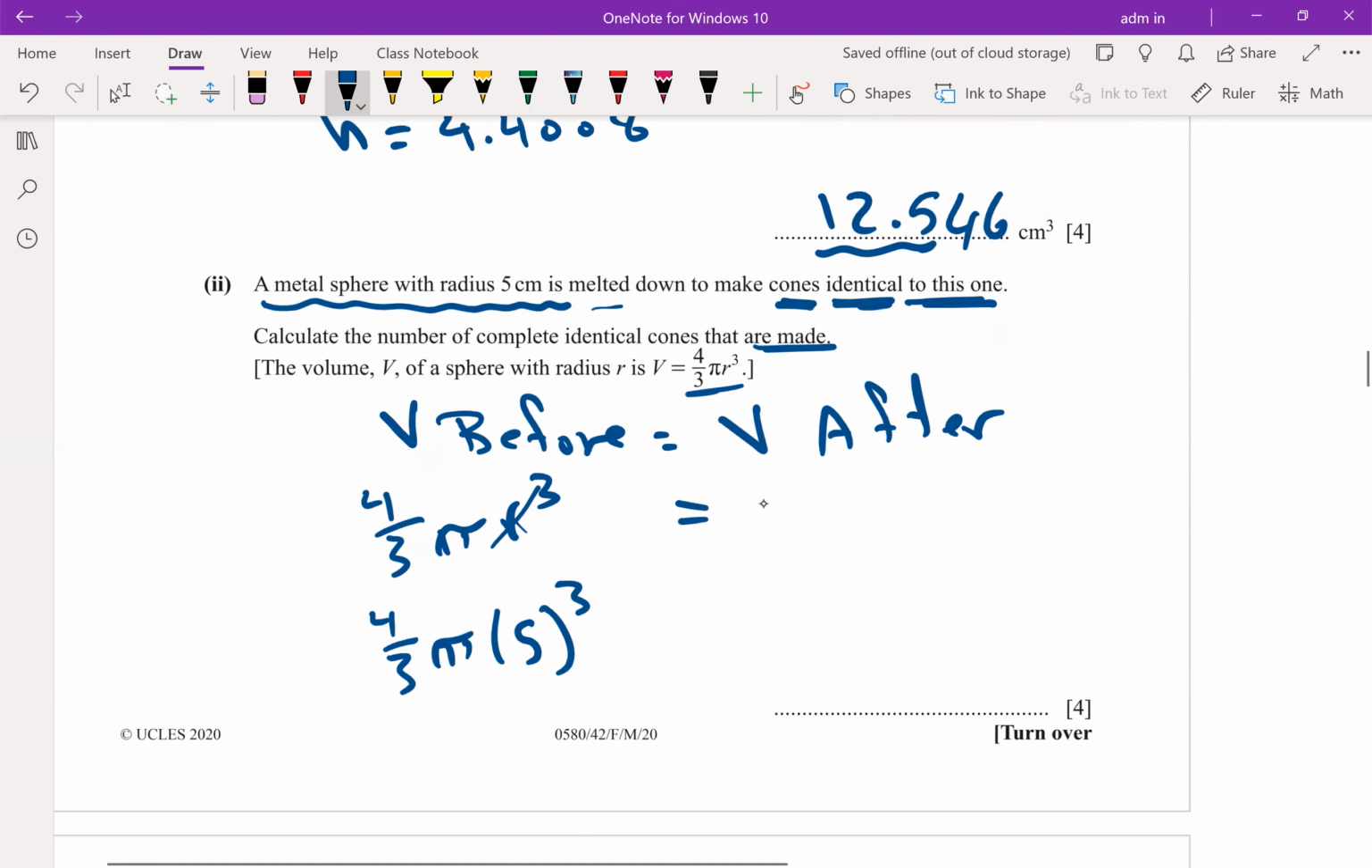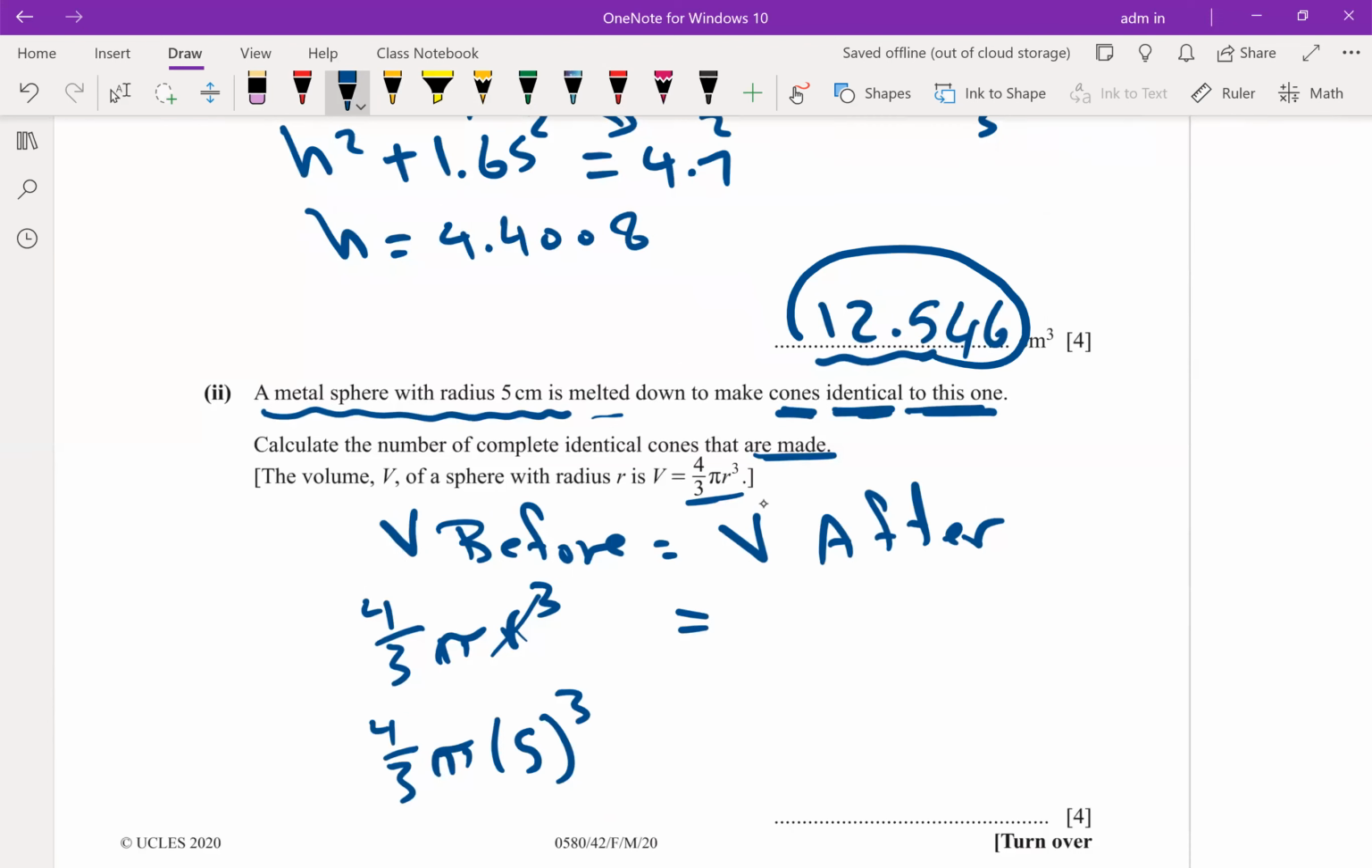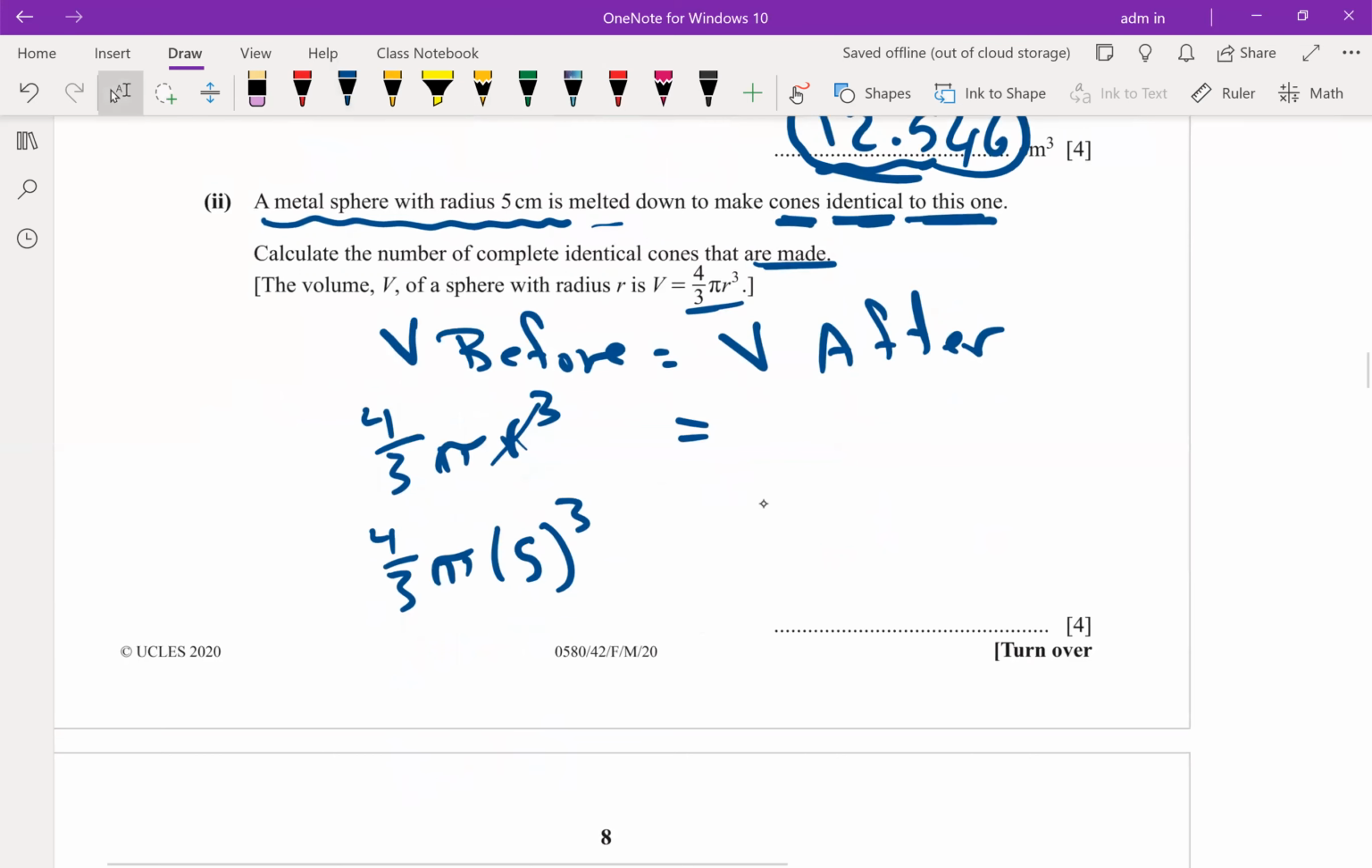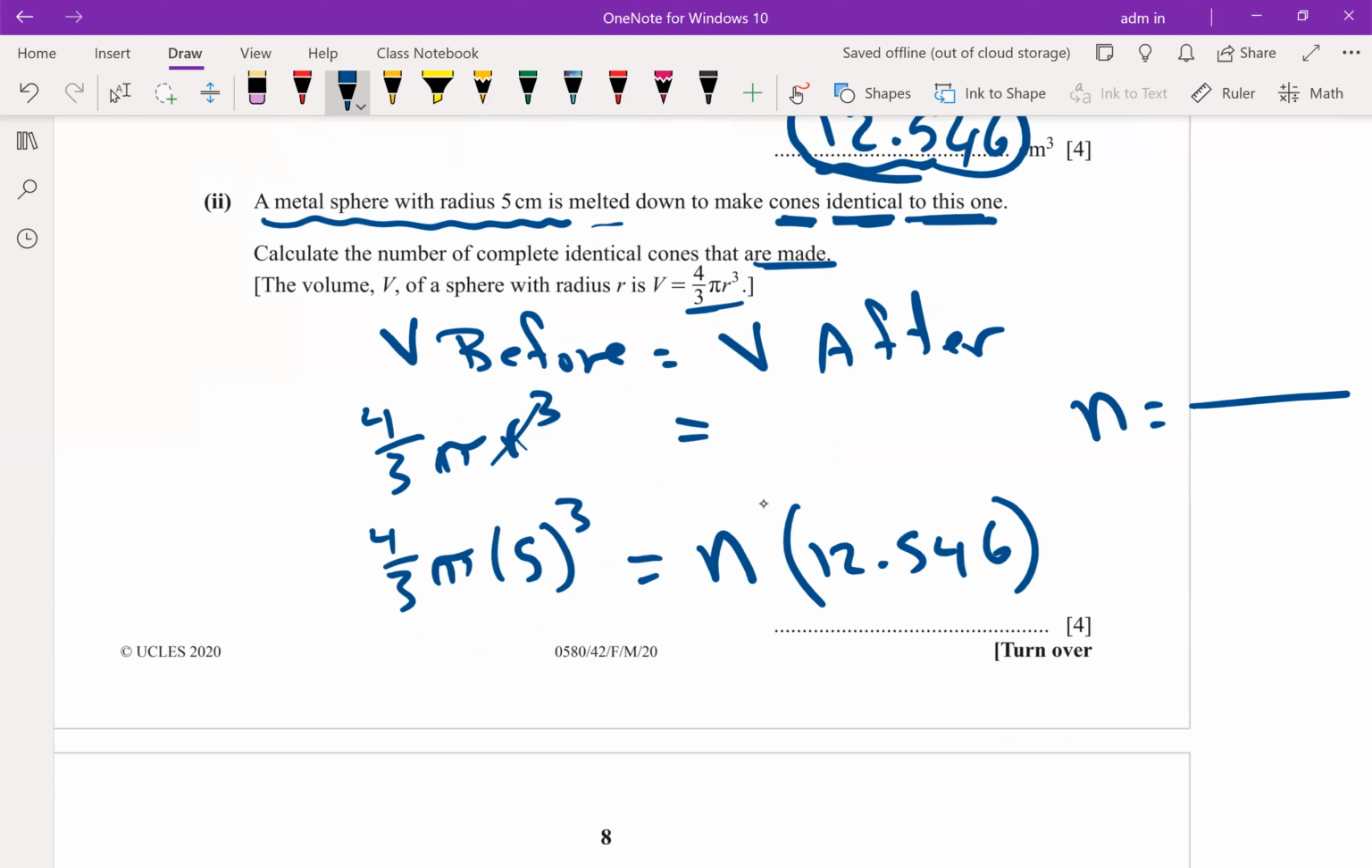So the volume before, this is the volume of what? This is the volume of the cone. How many? Let's say it's n multiplied by 12.546. So how do we get the number n? Divide the volume of the sphere over the volume of the cone. The volume of the sphere over the volume of the cone is 4/3 pi 5 to the power of 3 divided by 12.546 or 55. Give me your final answer, rounded down. N equals what?